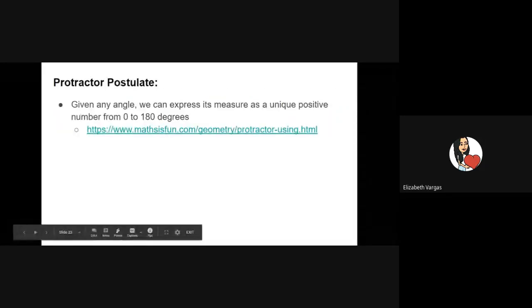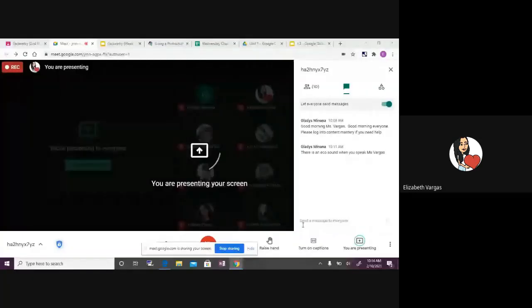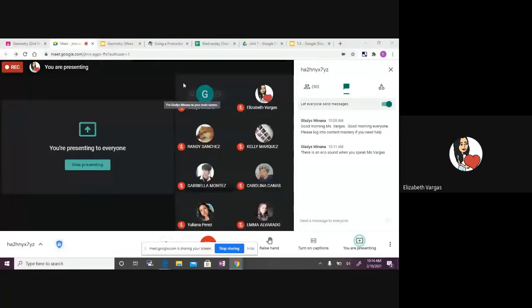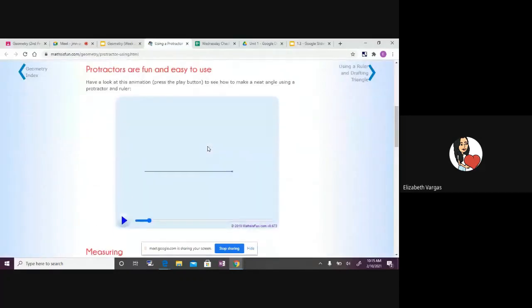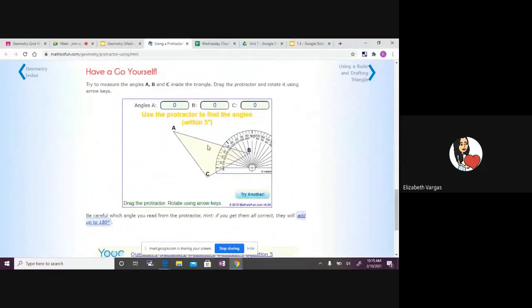I want to show you how to actually use a protractor. I'm sure you don't have a protractor at home, but it is fairly easy to use. So, how we can use a protractor.